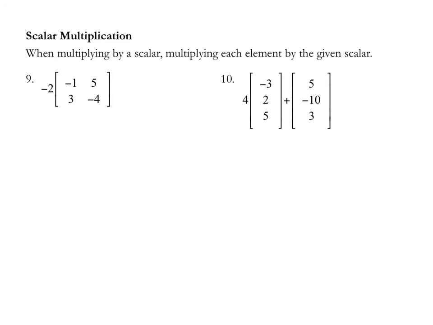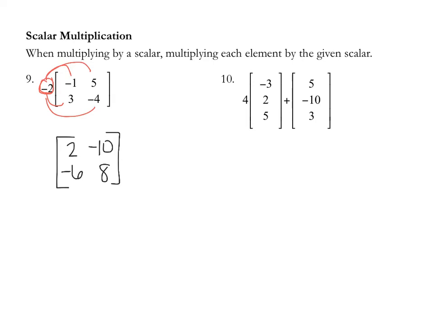All right, something else that's relatively easy is multiplying by a scalar. If you see just a number outside the matrix, that number is going to get distributed into everything to multiply to get your answer. So negative 2 is going to get multiplied by negative 1, we get positive 2. Negative 2 times 5 is negative 10. Negative 2 times 3 is negative 6. Negative 2 times negative 4 is 8. So that would be your answer.